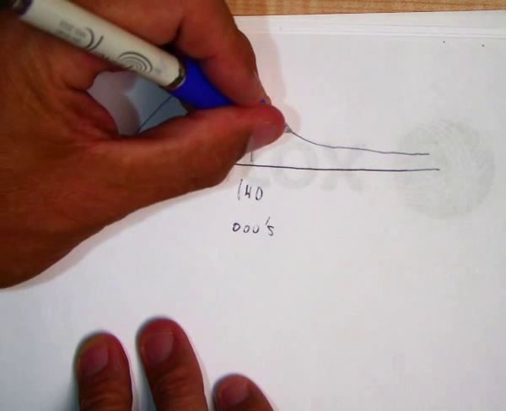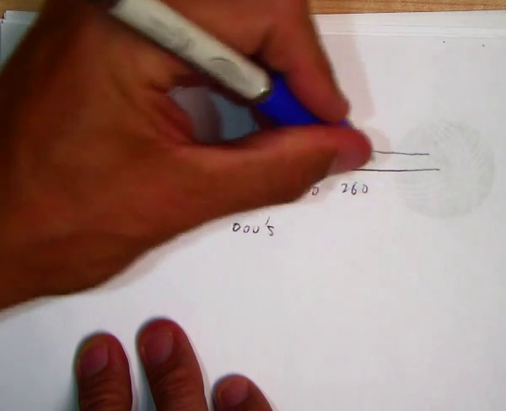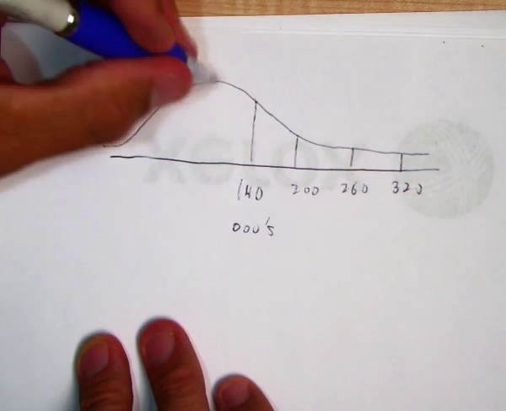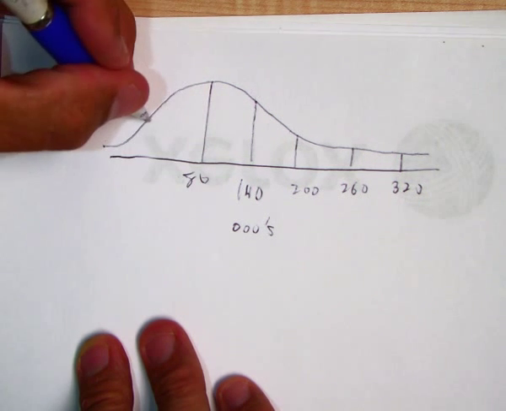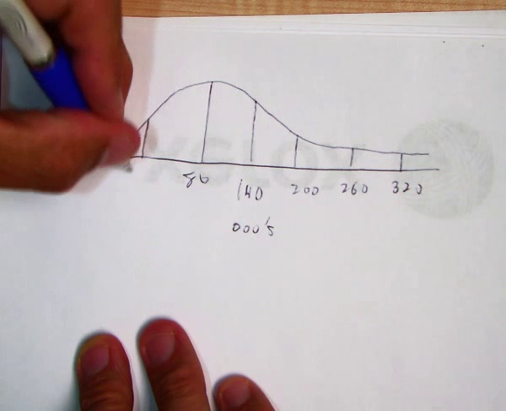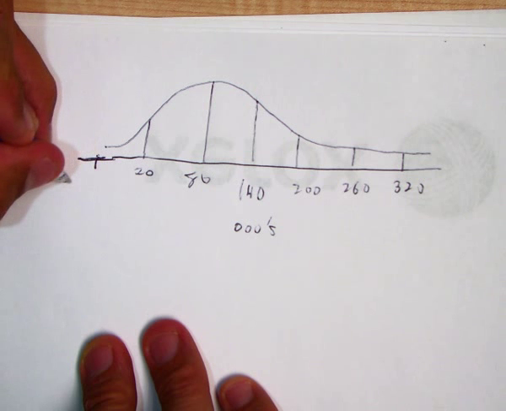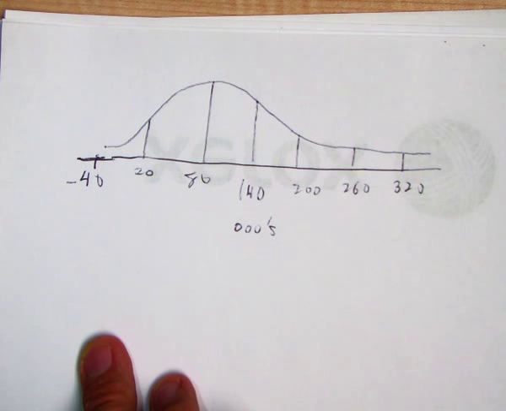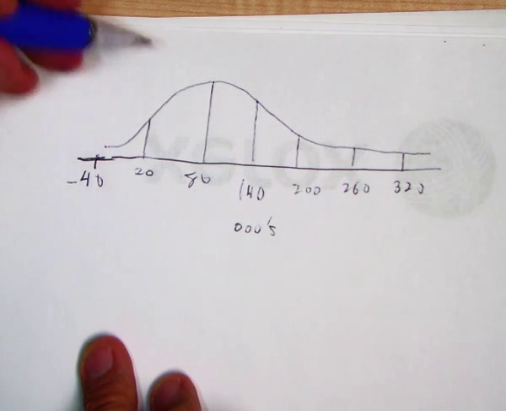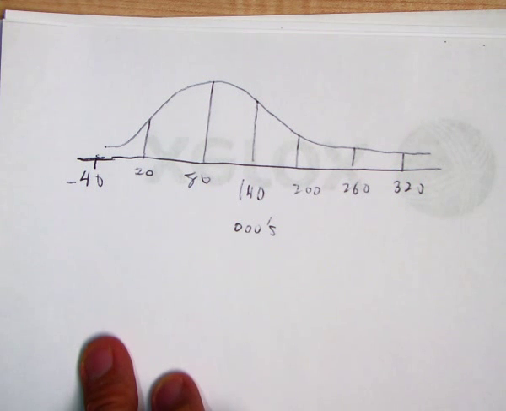And the standard deviation is 60,000. So this will go up to 200, 260, and then 320. And then this would be 80, and then this would be 20. Okay, and then I'm just going to put this over here because you can't have a house that's worth negative 40,000. So that's a distribution that's skewed right with a mean of like 140,000, with a standard deviation of 60,000.